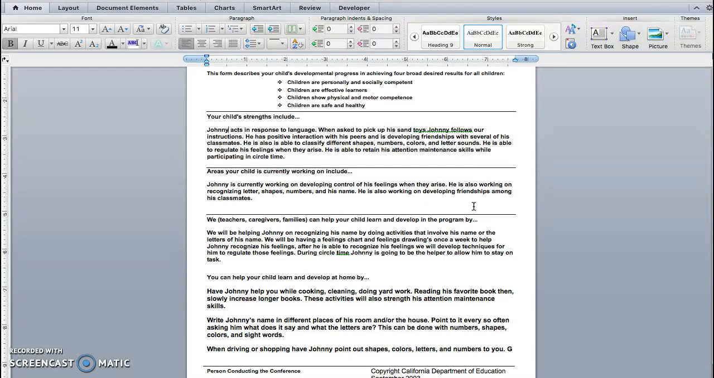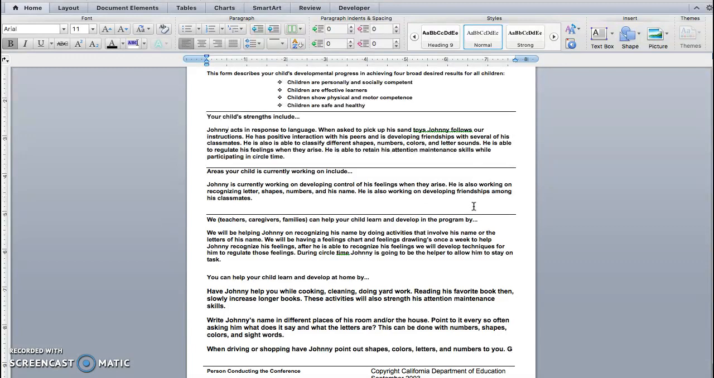of his feelings when they arise. He is also working on recognizing letters, shapes, numbers, and his names. He is also working on developing friendships among his classmates. You don't have to put he is also, or he also, or he a bunch of times. But use more of the DRDP logic.